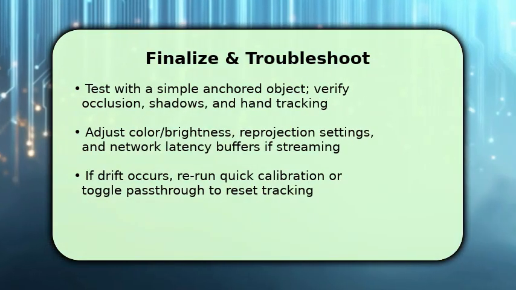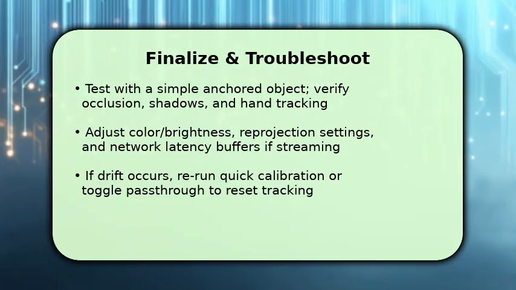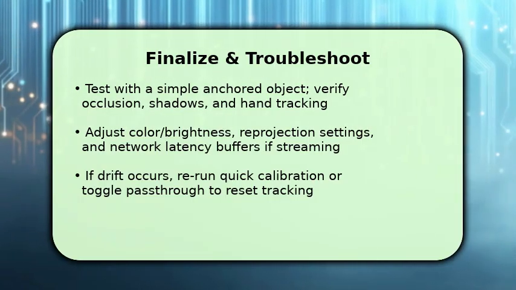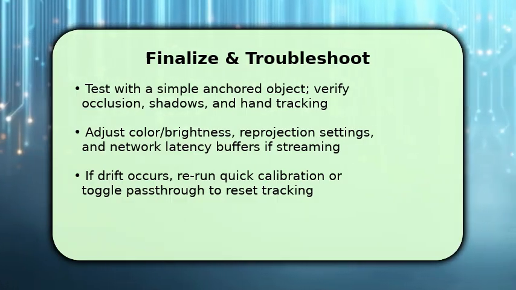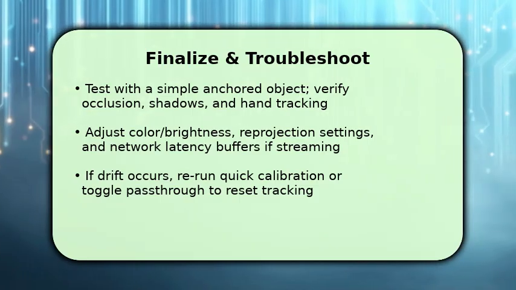Finish by validating interactions and addressing common failure modes so your MR feels stable. You should test with a simple anchored object and verify occlusion, shadows, and hand tracking. These confirm depth and alignment.